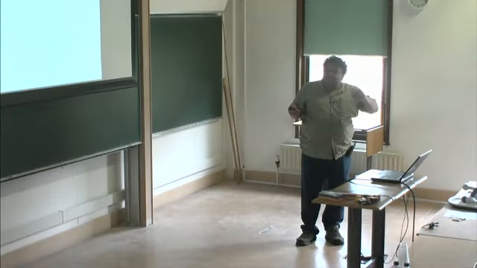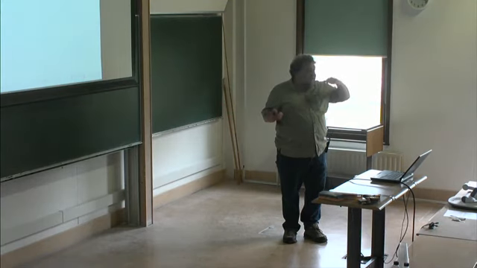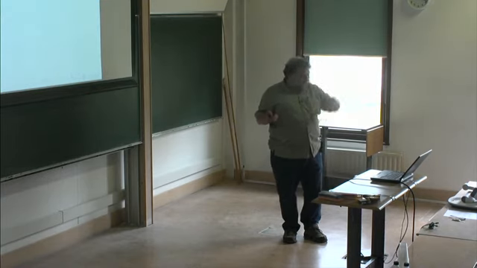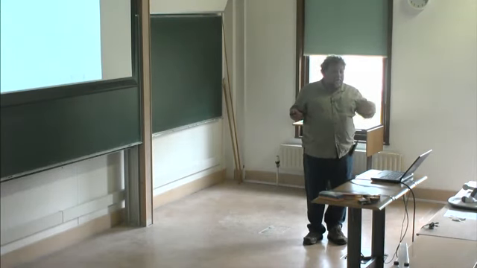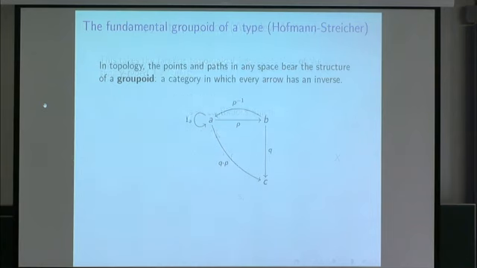The rules of inference will force the dependent types to be fibrations in the topological sense. That is, they have to have the path lifting property by a simple deduction involving the rules for identity types. And then the identity types themselves have to be path spaces because they're spaces of paths. And homotopic maps have to be identified. That is, the identity type on the space of functions will be a certain type of homotopies. So everything else in the interpretation basically follows from that one idea. Okay, so that's a thumbnail sketch of what's going on.